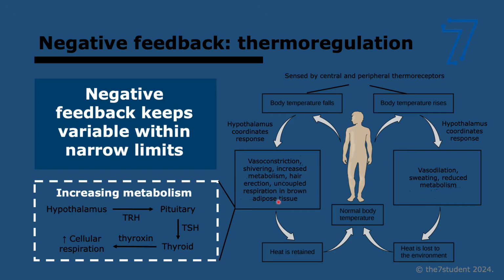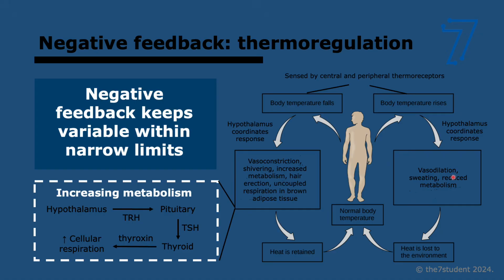And then also another thing that can happen is uncoupled respiration in brown adipose tissue, which produces heat. Again, also hair erection, right? So goosebumps. Okay, what else? When the body is too hot, so when the body temperature rises, we basically do the opposite, right? So vasodilation, meaning more blood flow to the skin to promote heat loss. Sweating to cool the body.